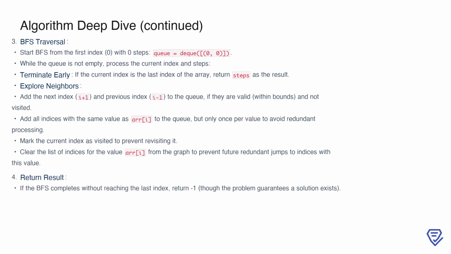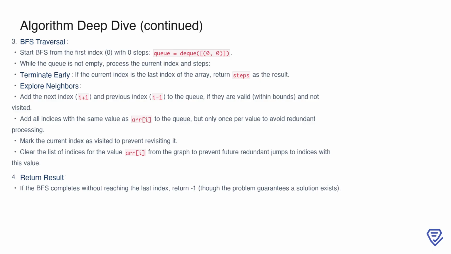The BFS traversal begins at the first index, which is initialized in the queue along with a step count of 0. The traversal proceeds as long as the queue is not empty. For each step, we dequeue the current index and check if it corresponds to the last index in the array. If it does, we immediately return the current step count because the shortest path has been found.